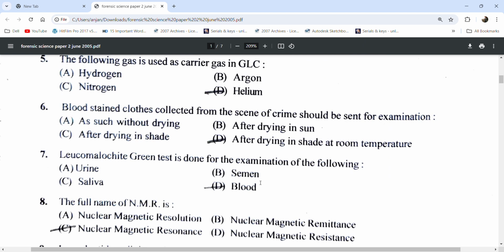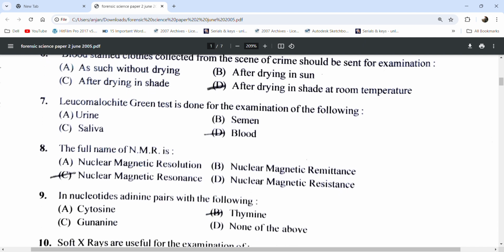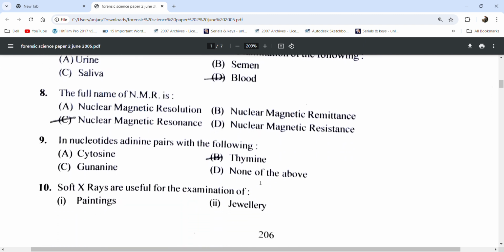The blood stained cloth collected from the scene of crime should be sent for examination after drying in shade at room temperature. Luminol's green test is done for examination of the following: blood. The full name of NMR is nuclear magnetic resonance. In nucleotides, adenine pairs with the following: thymine.